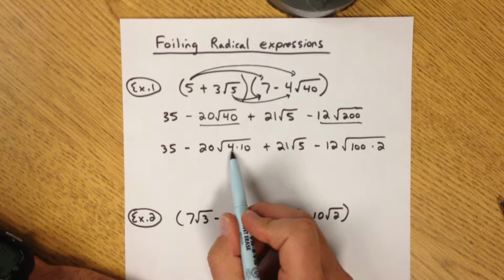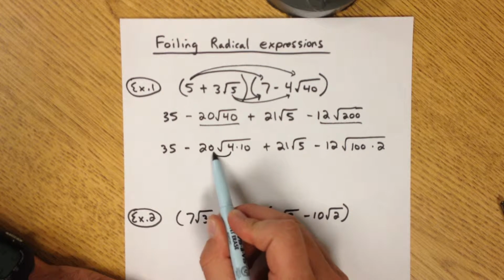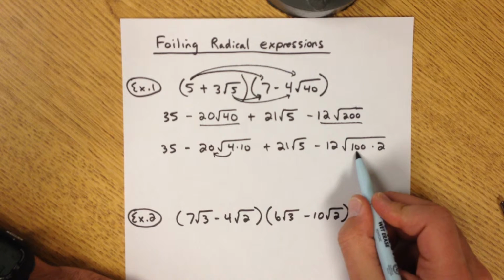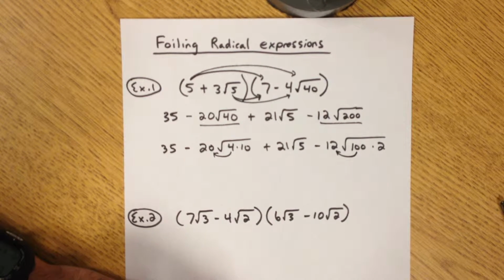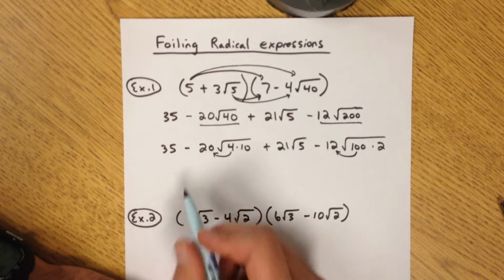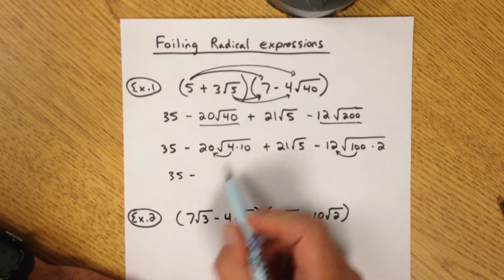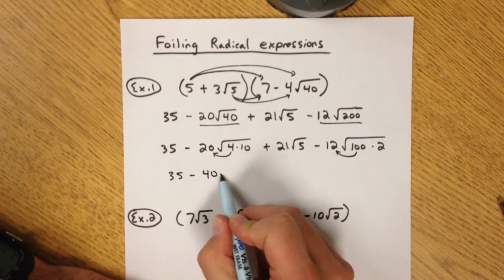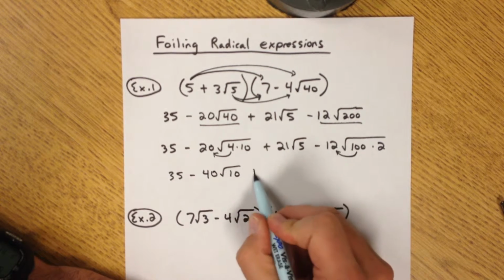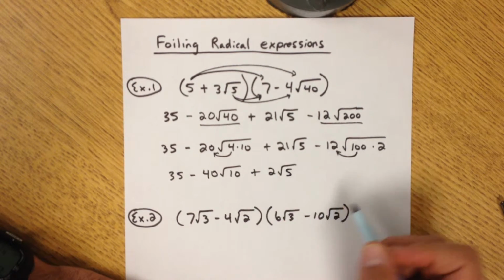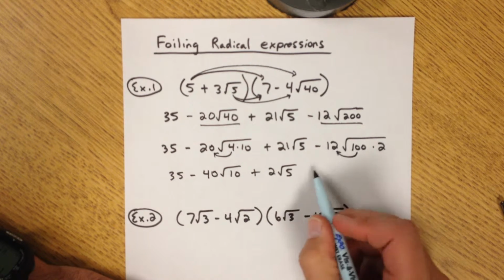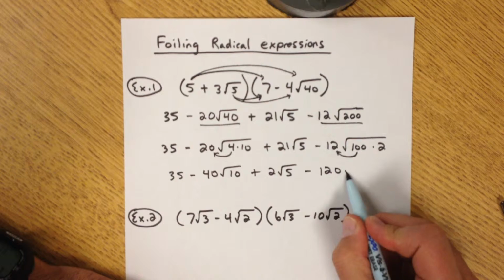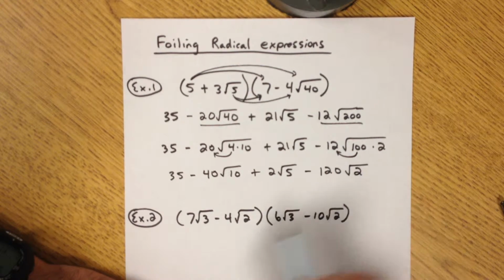So the square root of 4 is 2, so it's going to join the 20. The square root of 100 is 10, so it's going to join the 12 out there. So 35 minus 2 times 20 is the 40, plus 2 radical 5, and then 10 times 12 is 120 radical 2.